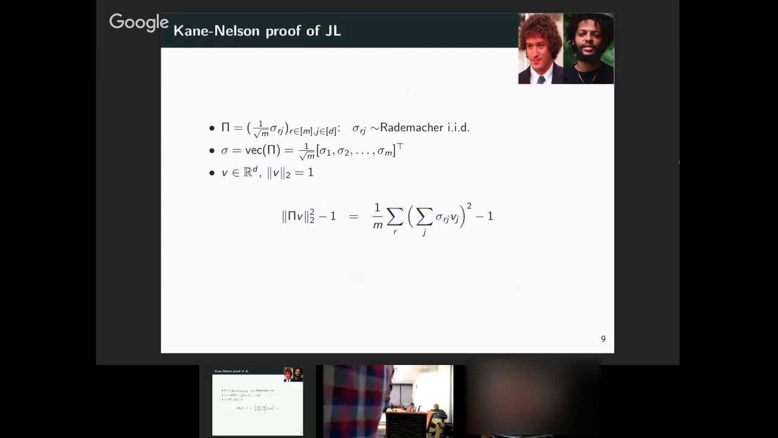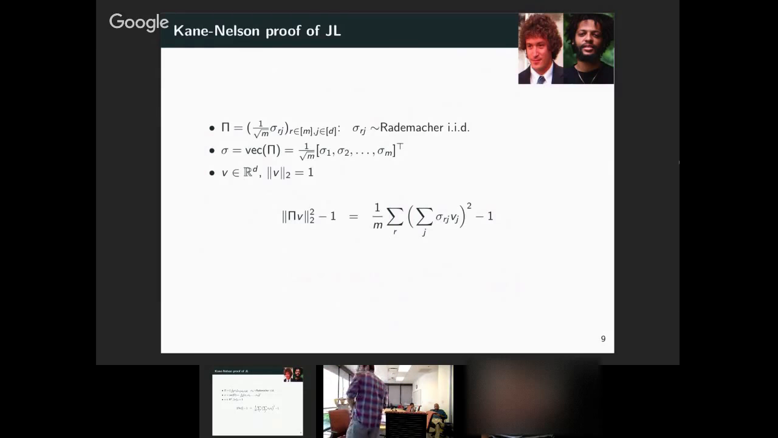this expression, if you isolate it, maybe I can do it on the board, if you write down the low distortion property for a unit vector, it's basically requiring that the norm of pi v squared minus 1 is between minus epsilon and epsilon. Is that clear for everybody? Okay. So I'm just going to expand this. I'm going to show that this is equivalent to a quadratic form in sigma.